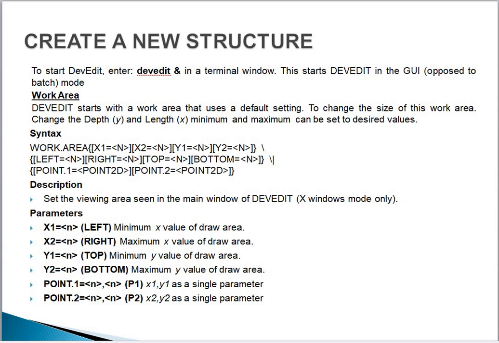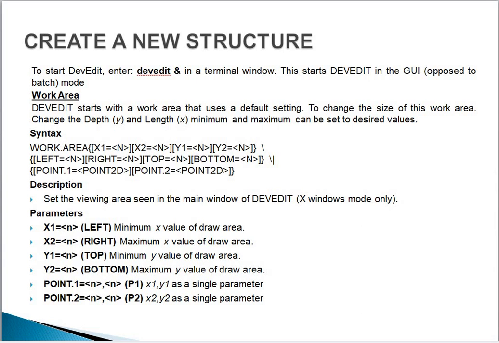To change the size of the work area, change the depth and length; minimum and maximum values can be set to the desired points. Syntax of the work area: work area, x1 point, x2 point, y1 point and y2 point. Left, right, top and bottom point. Description: set the viewing area seen in the main window of DevEdit, X Windows mode only. X1 is the minimum X value of the work area, X2 is the maximum X value, Y1 is the minimum Y value, Y2 is the maximum Y value.